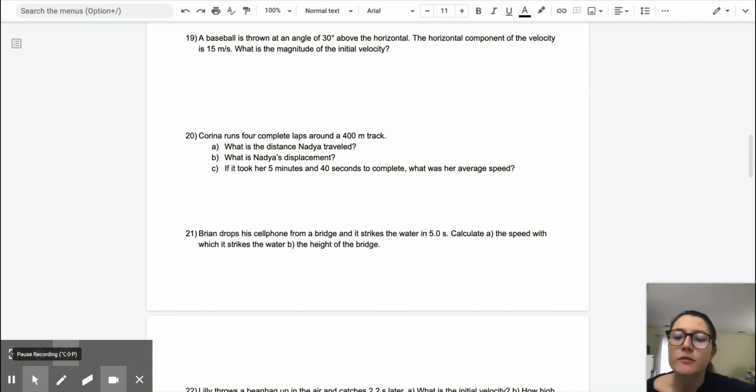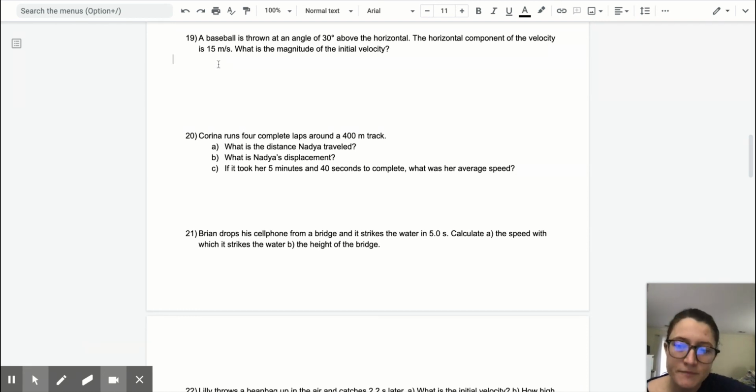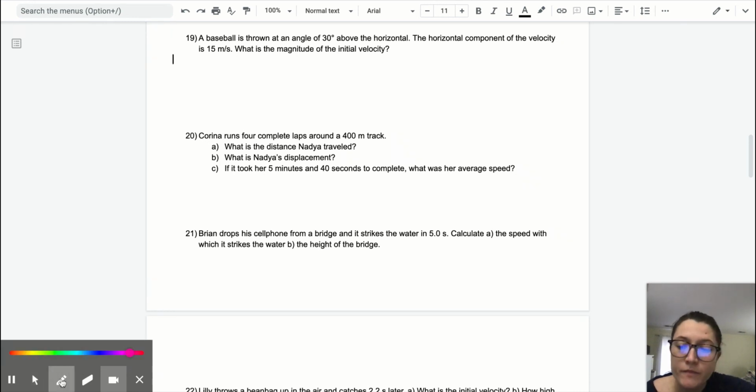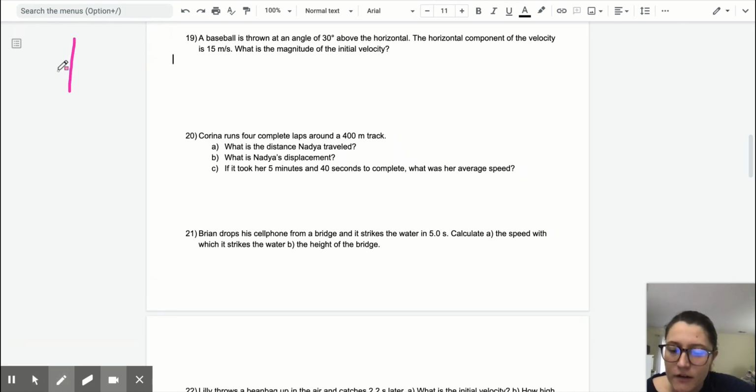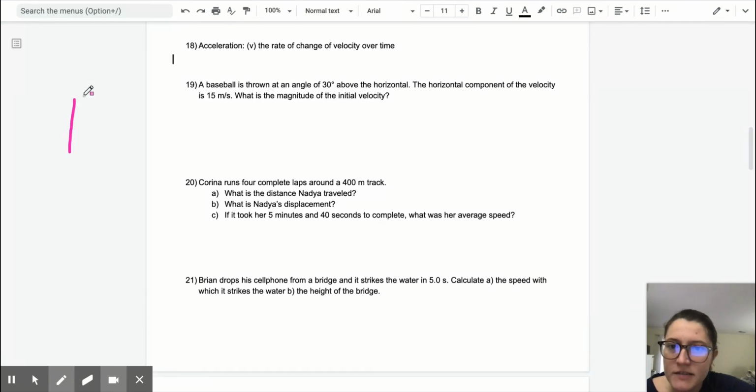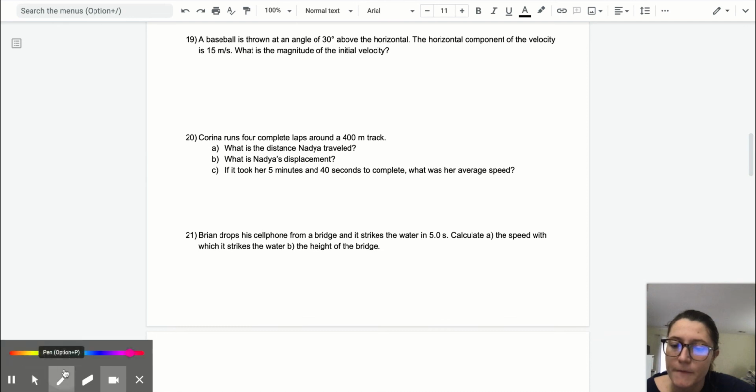So we're going to head back to number 19. Okay, so we have a baseball thrown at an angle of 33 degrees above the horizontal. So we see that angle here. What that means is that we are talking about vectors.